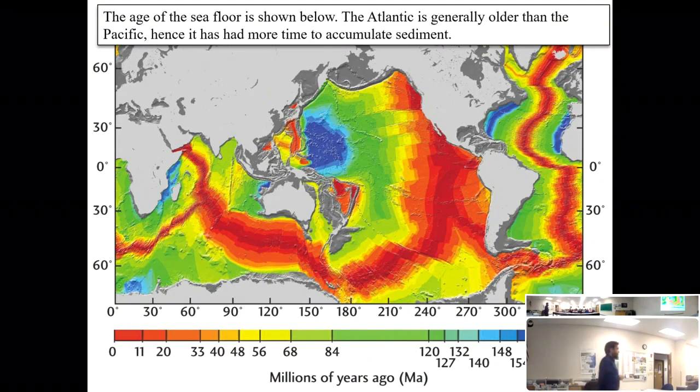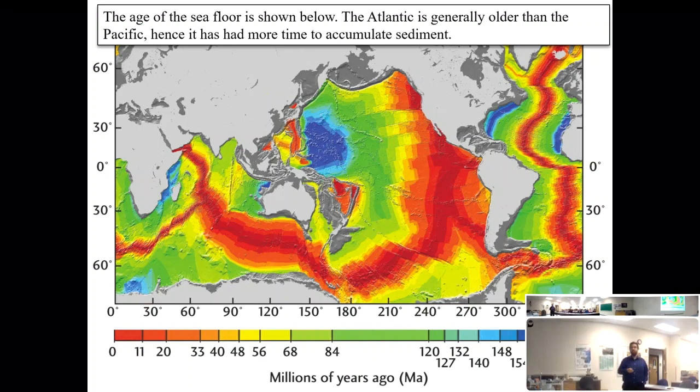Another reason that the Pacific generally has less sediment: look at the average age of the Atlantic. This is a map showing ages. Do you notice how a lot more of the Pacific is covered with red? Notice that the red is very young. Generally speaking, the Atlantic is older than the Pacific. So that's another reason that it has more sediment built up there, generally speaking.